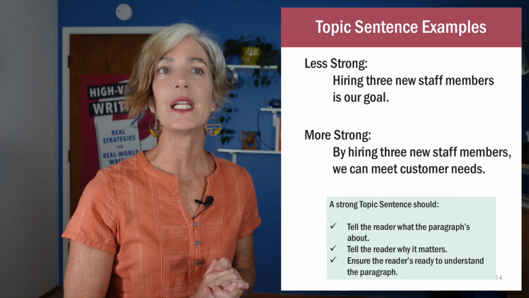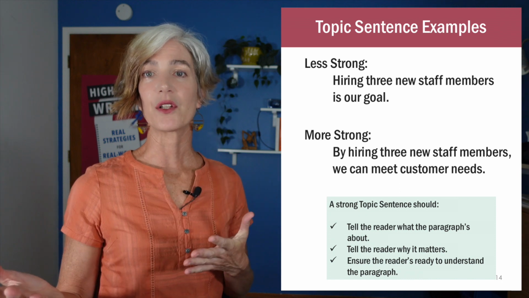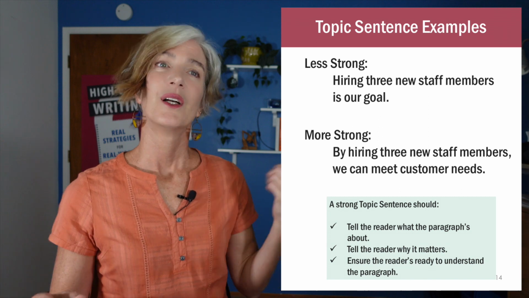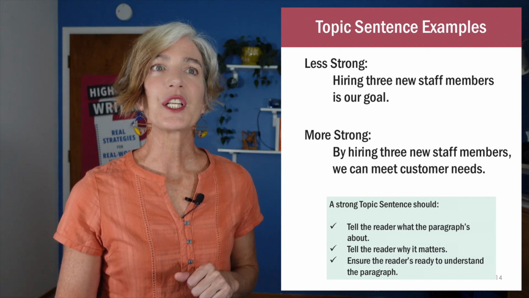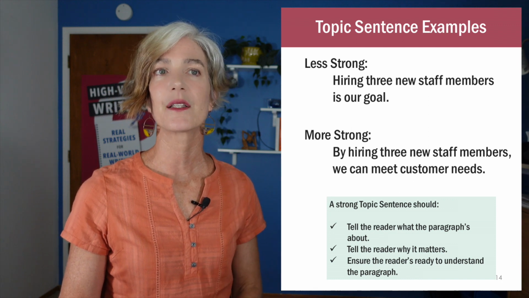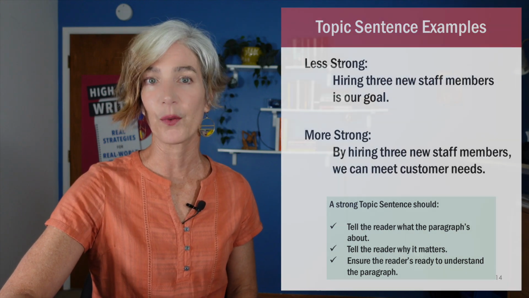All right, let's look at a couple examples of a stronger or a weaker topic sentence. Looking at that idea, does the sentence tell me, the reader, what is this about and why would I care? A less strong sentence might be, hiring 3 new staff members is our goal. And then we could imagine the rest of the paragraph talking about why, which department, etc. Well, we would get to our goal a little bit better if we said, by hiring 3 new staff members, we can meet customer needs. That example showed why it matters, as well as just showing what my topic was.